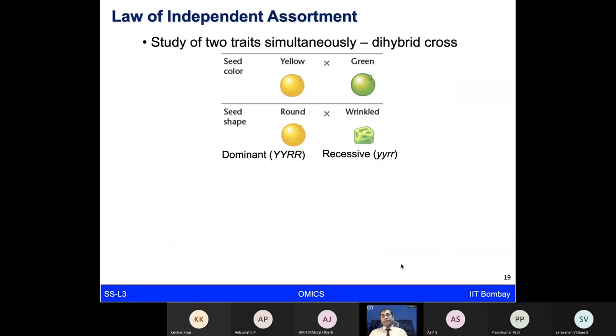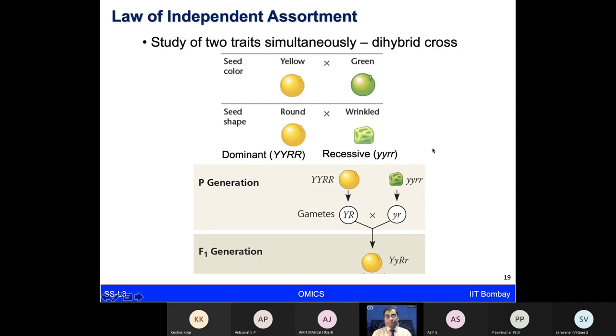Mendel further looked at not only one characteristic, but now he started thinking about looking at two characteristics at a time. Earlier he was only looking at whether the seed is yellow colored or green colored, or the seed is round shape or wrinkled shape. But now he is looking at two characteristics at the same time, which is known as a dihybrid cross. When we are looking at one characteristic at a time, like purple flower versus white flower, that was a monohybrid cross. It means we are looking at only one characteristic.